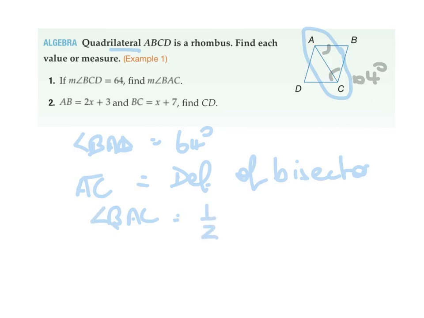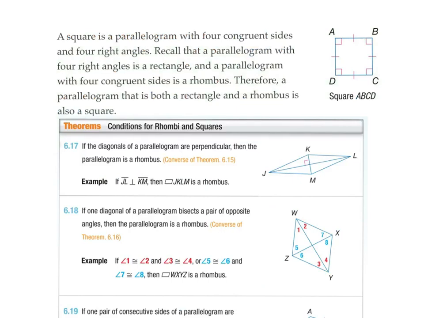Let's go back to what we've been given, angle BCD. Well, we know that angle BAC is half of 64, so your answer has got to be 32 degrees. Simple.